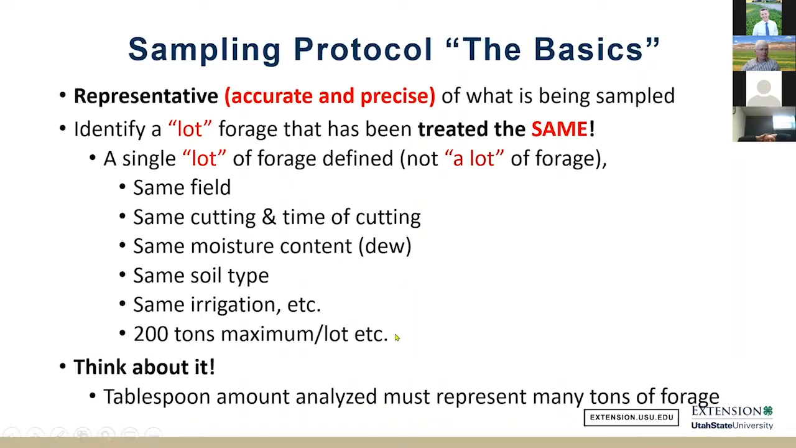So one of the recommendations from the National Forage Testing Association is not to pull samples on more than about 200 tons of hay at a time in a specific lot. And there's kind of a reason for that. You're only going to be analyzing about a tablespoon amount of the sampled forage through an NIR machine or through wet chemistry. So you think about that.